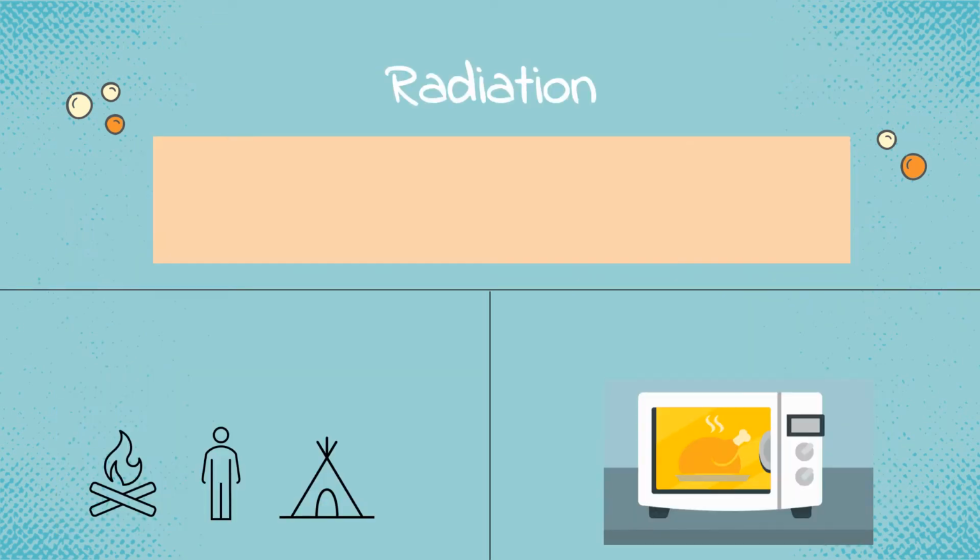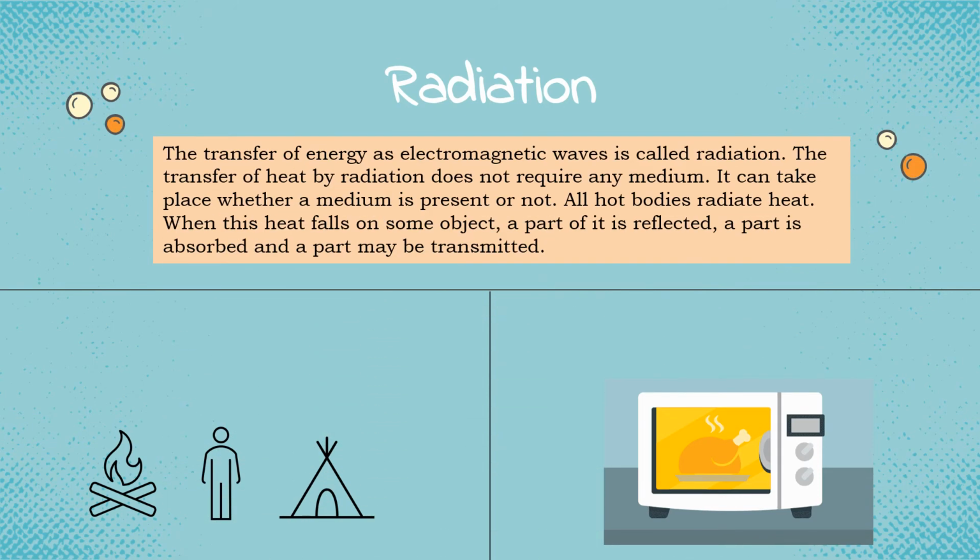Radiation, our third type of transfer of heat. The transfer of energy as electromagnetic waves is called radiation. The transfer of heat by radiation does not require any medium, so it doesn't need, like, a pan or something in order for it to get heated. It can take place whether a medium is present or not.